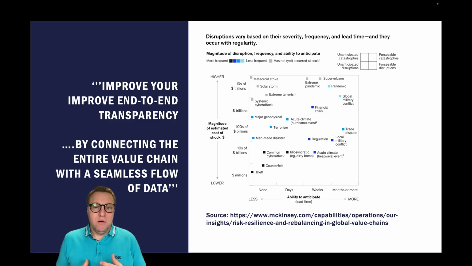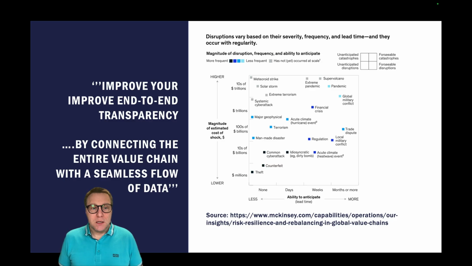So typically all kinds of risks are divided by the magnitude of costs and the ability to anticipate. And we all have seen the pandemic example, which was a very high cost, and you only had 1 month to anticipate. Some of these things are really tricky to manage within the entire supply chain management.